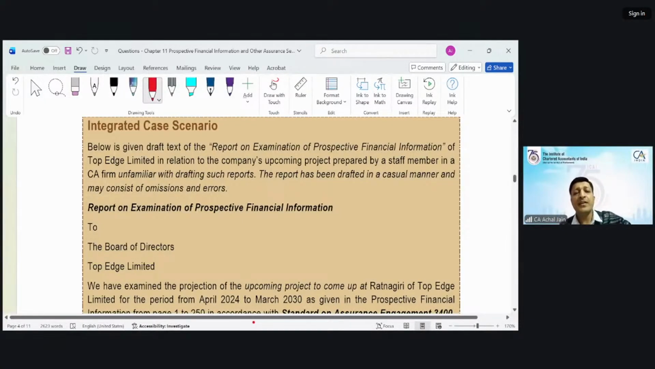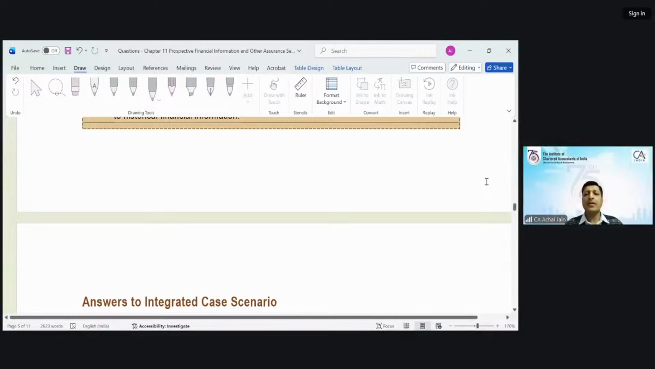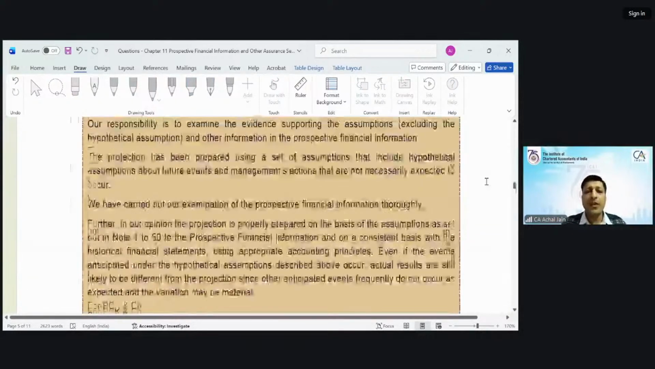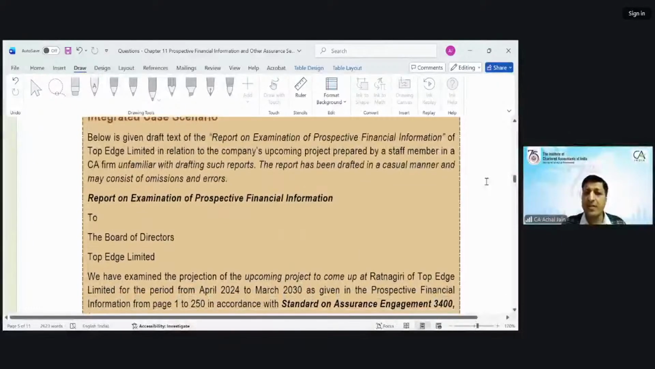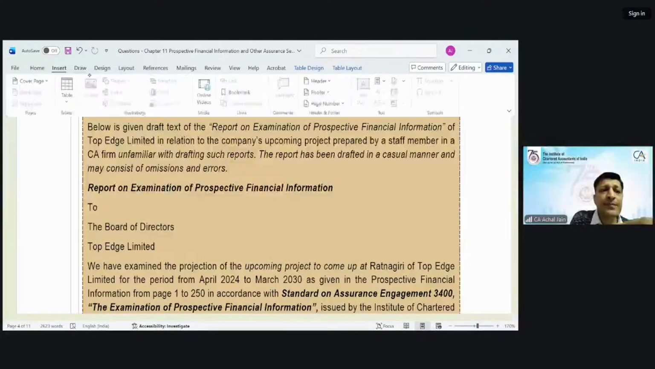We are given a draft text of report on examination of prospective financial information. Please be clear that over here we are not talking about all the assurance engagements that we have discussed. It's the report on examination.